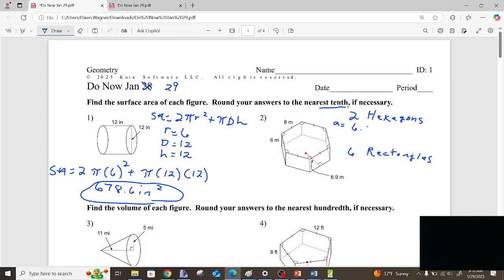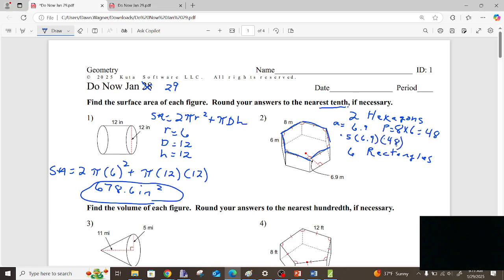6.9. How do I find perimeter? What's the length of the hexagon? Which would be here, right, because this is all going around like this. So it'd be 8 times 6, which is 48. And so the formula is 0.5 times 6.9 times 48.